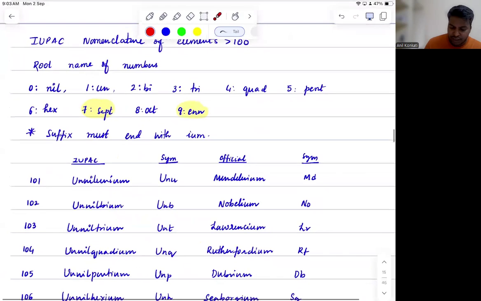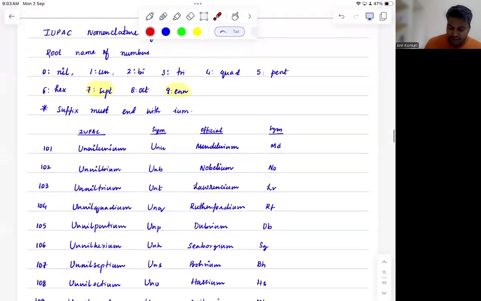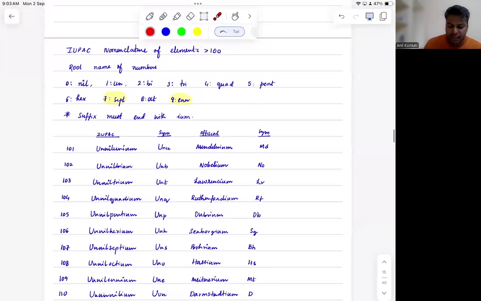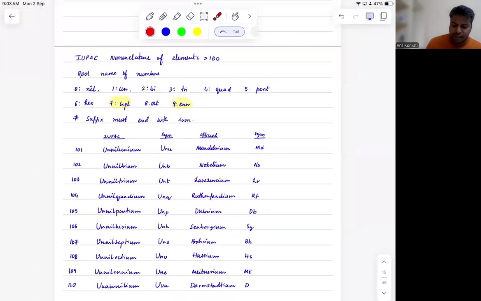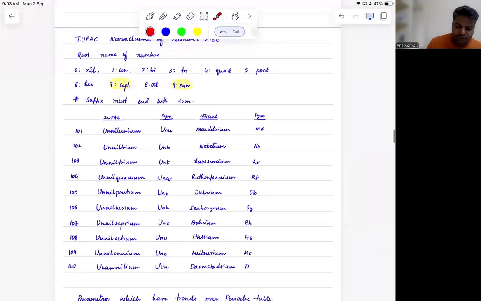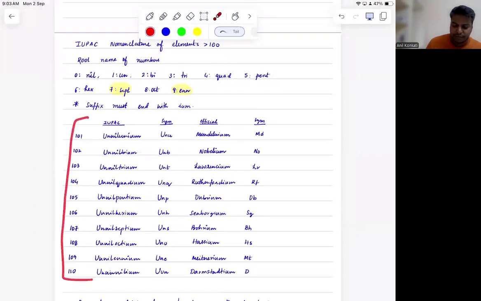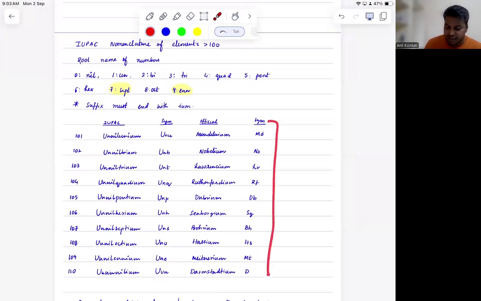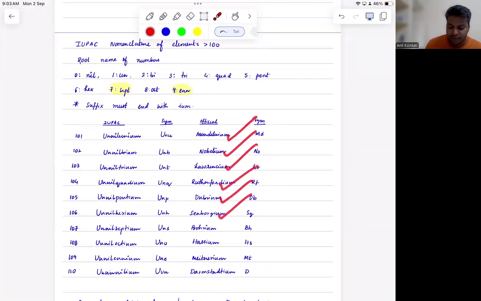Just go through the IUPAC nomenclature once. All the elements and their official IUPAC names. One question you will always get from here. In fact, this has become a norm in JEE Mains also. One question has always been asked from 101 to 110. So learn, starting with mendelevium, nobelium, lawrencium, rutherfordium, dubnium, seaborgium, bohrium, hassium, meitnerium, and darmstadtium.